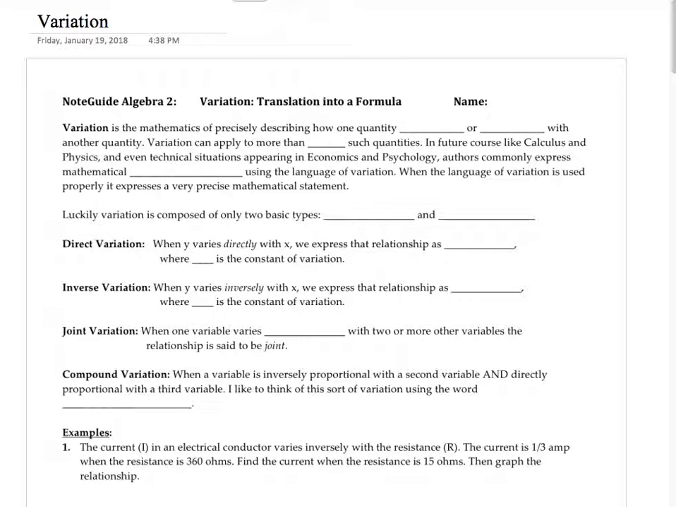Hello, Algebra 2 students. Today we're going to look at a lesson on something called variation. So variation, and we're going to fill out a note guide along the way. Variation is the mathematics of precisely describing how one quantity, and I'll be extremely original here and say, varies.